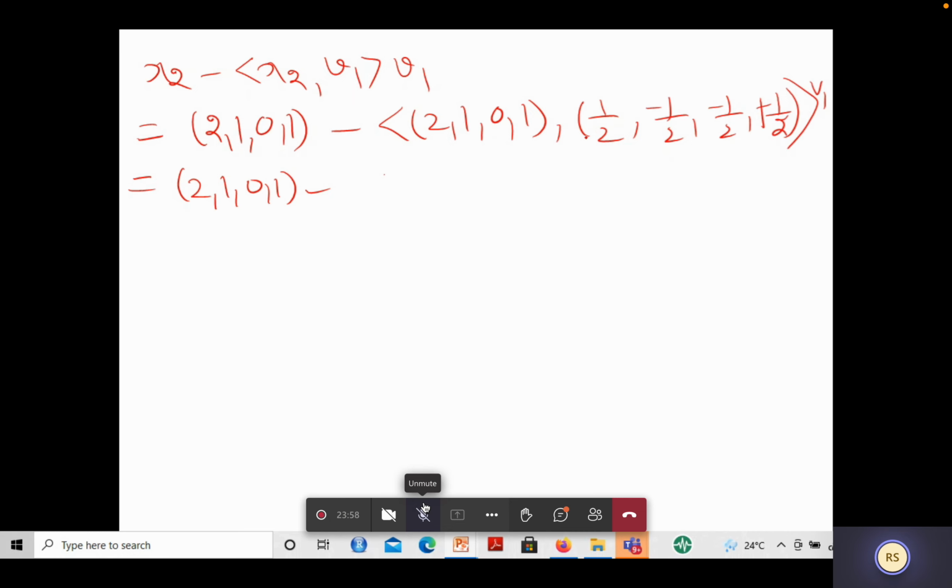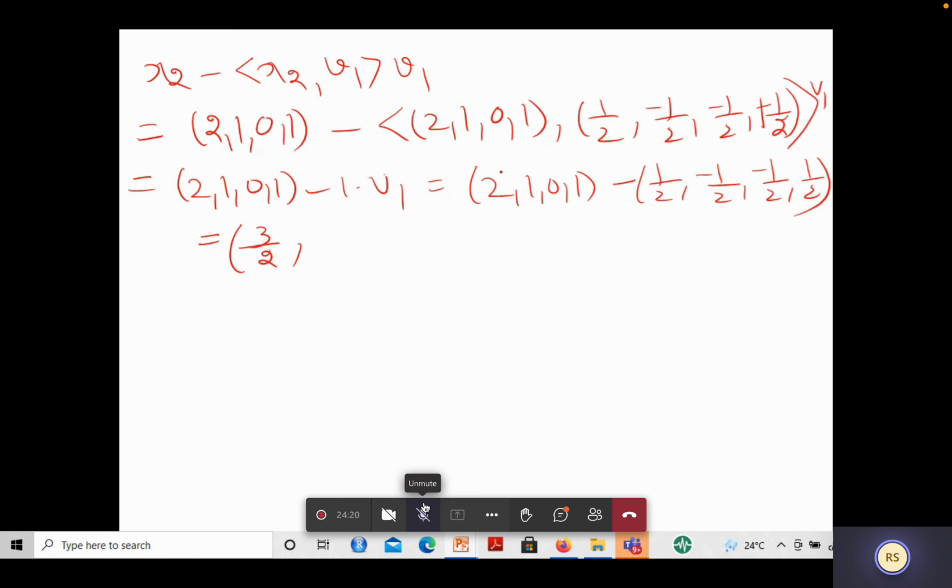So 2 minus 1 minus 1/2 plus 1/2 is 1, into V1. So (2, 1, 0, 1) minus V1, where V1 is (1/2, -1/2, -1/2, 1/2). What is this? 2 minus 1/2 is 3/2. 1 plus 1/2 is 3/2. 0 plus 1/2 is 1/2. 1 minus 1/2 is 1/2.